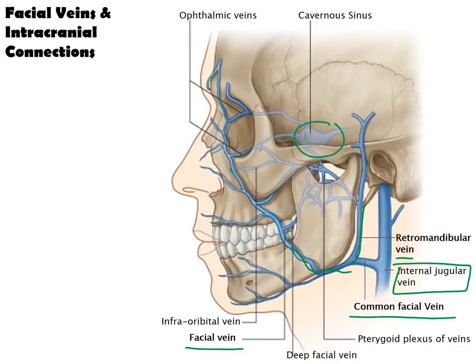The cavernous sinus is a venous pool of blood on either side of the sella turcica surrounding the pituitary gland. Because there are no valves in the veins of the face, blood can flow in either direction. Therefore, infections that originate in the face can spread intracranially in the blink of an eye. No pun intended.